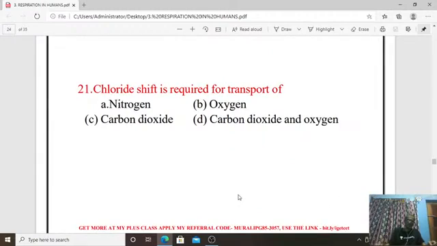Chloride shift is required for transport of what? Chloride shift mechanism is related with what? It is related with carbon dioxide transport. For the movement of carbon dioxide, we have the chloride shift mechanism. For the movement of carbon dioxide, chloride shift is required.